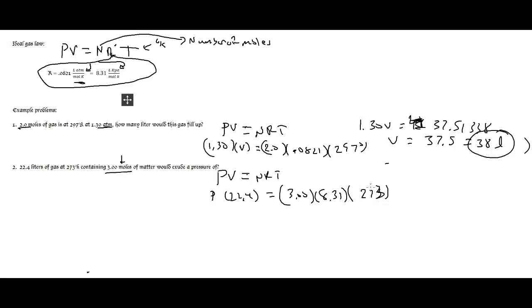Slap that in my calculator, I get 3 times 8.31 times 273, and I get 6805.89 equals 22.4 P. Divide by 22.4 both sides, and I get my pressure is sitting at 303 kPa. How do I know it's kPa? Because since I use this one, it'd be kPa. If you use the other one, you would get atmospheres. By the way, you get about 3, so it'd be 3.00 atmospheres or something like that. Okay, kPa right there.